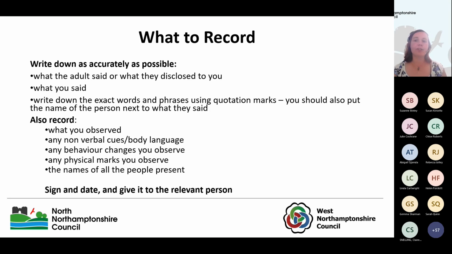And someone else has said, make sure what you're writing is factual and not assumptions. So it is what you said, what you saw, not what you think happened or what you assume happened. Just document what was said. Hopefully that helps you to know what to record.